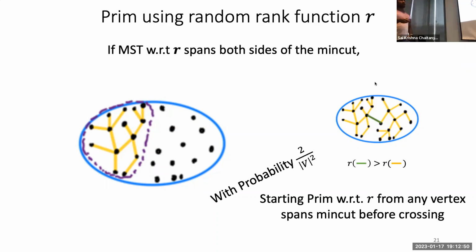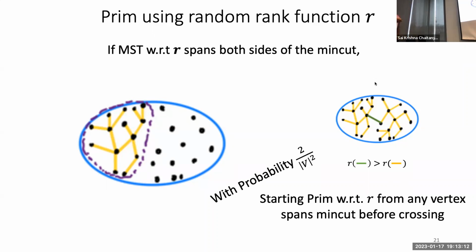So, as we have seen before, this happens with only probability 2 over v square. Although we assumed that such a good rank function exists, this happens with probability 2 over v square. So if at all, this is just a different way of viewing Karger's min cut algorithm. To improve the probability, we just repeat it order of v square many times.